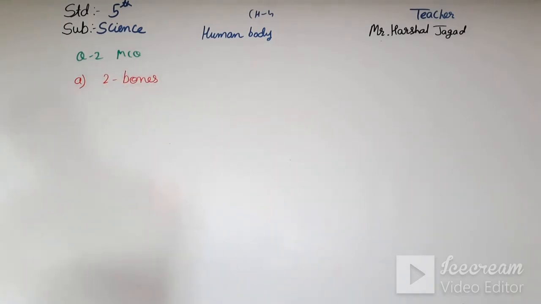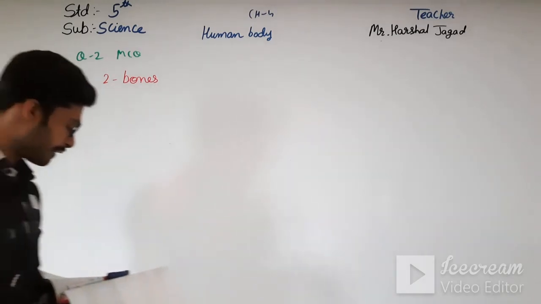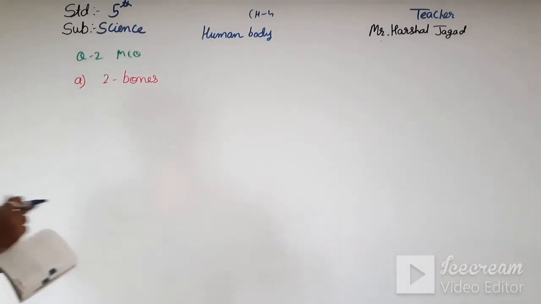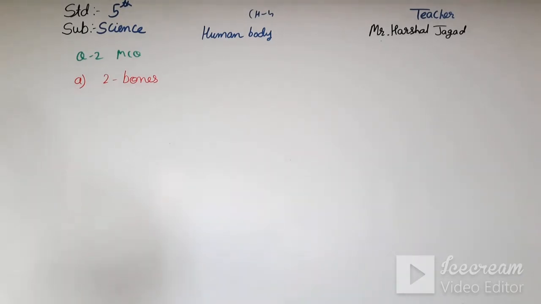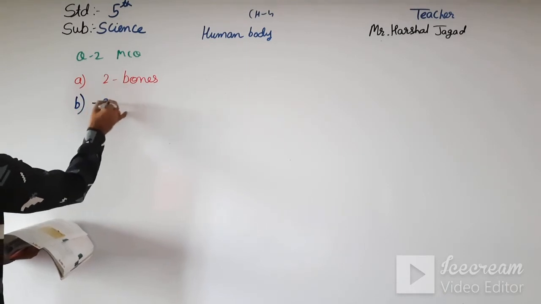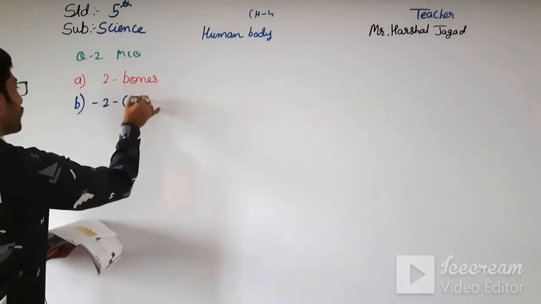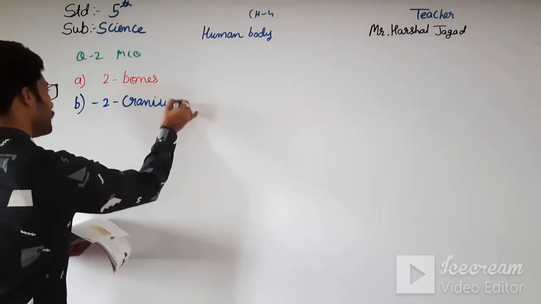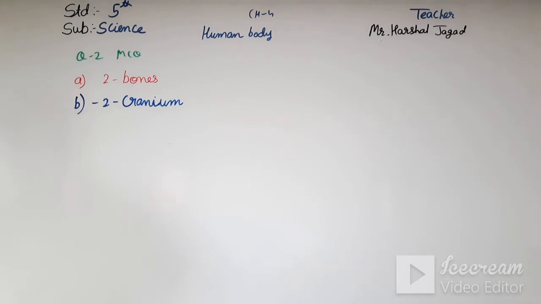Okay, students, and next one, that is the brain is protected by the dash. So, rib cage, cranium, or muscles. See here, I think there is a spelling mistake given over here. So, the brain is protected by skull or cranium. So, in the B, answer will be 2 only, but there is a spelling mistake.